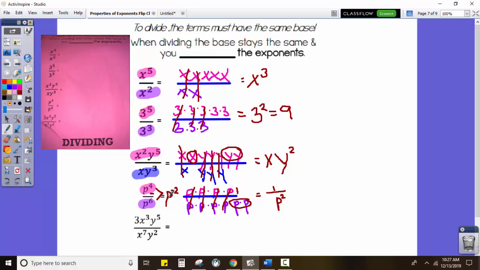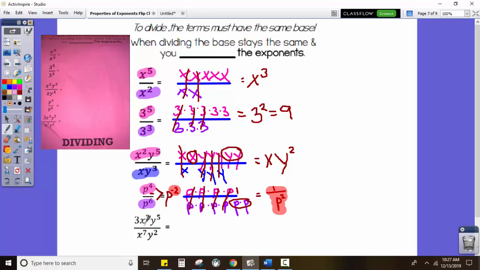Well, p to the negative second, when I flip it to make it a positive exponent, is the same thing as 1 divided by p to the second. It's the reciprocal. So that is why we have 1 divided by p to the second. It's also the same thing as p to the negative second. So you can still apply the rule. You'll just have to make sure that you rewrite using a positive exponent if your answer was a negative exponent.